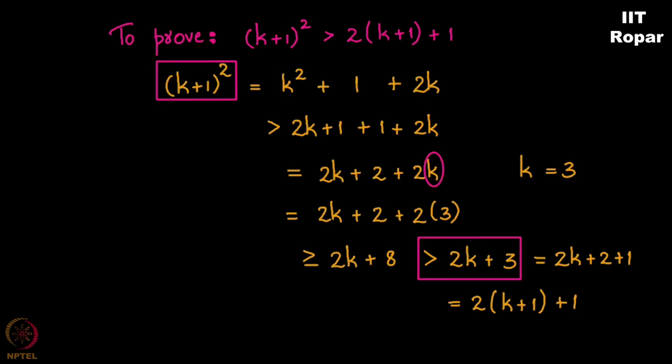So, now what is the status of the inequality? It is k square plus 1 plus 2k is strictly greater than 2 into k plus 1 plus 1. So, k plus 1 the whole square is greater than 2 into k plus 1 plus 1. We have reached the end of the proof. Take some time to understand each line in the proof. You might need to read between the lines and understand the proof.